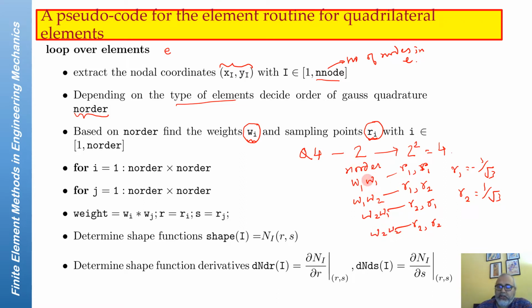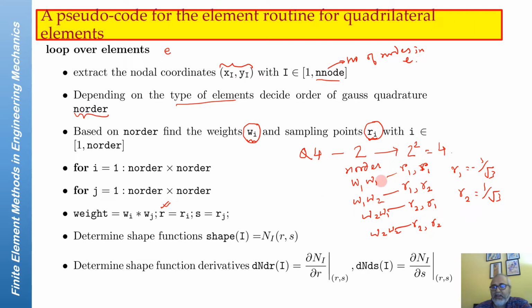In case of 2D, in case of second order, n order equal to 2, all these weights are 1, so these all come out to be 1, and these would be minus 1 by root 3, minus 1 by root 3, and this would be 1 by root 3, 1 by root 3. So that is what you set up.